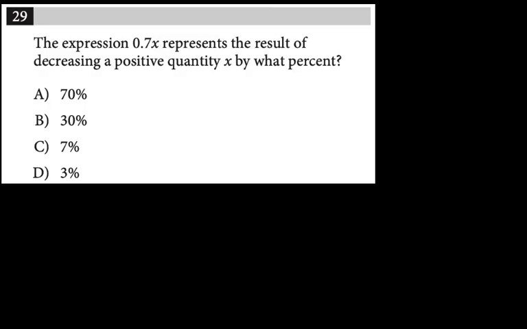The expression 0.7x represents the result of decreasing a positive quantity x by what percent? So this is a weird question. I just look at 0.7x and rewrite it in fraction form: 70 out of 100 times x. Think about grades again: if you get 70 out of 100, you got 70%. So 70% of it is left.